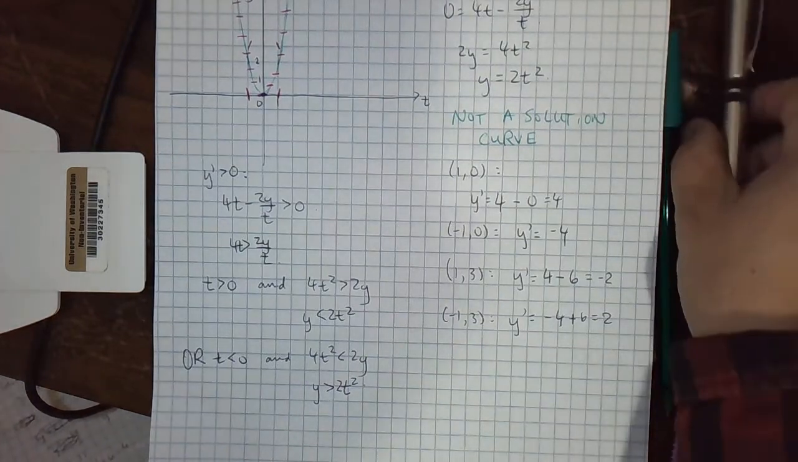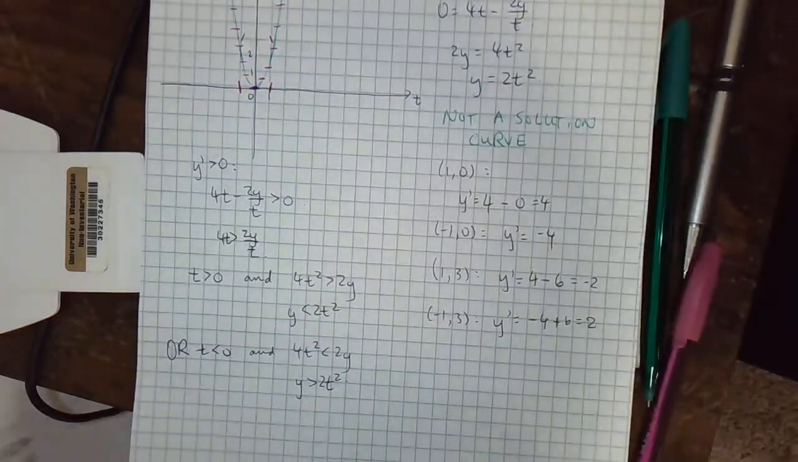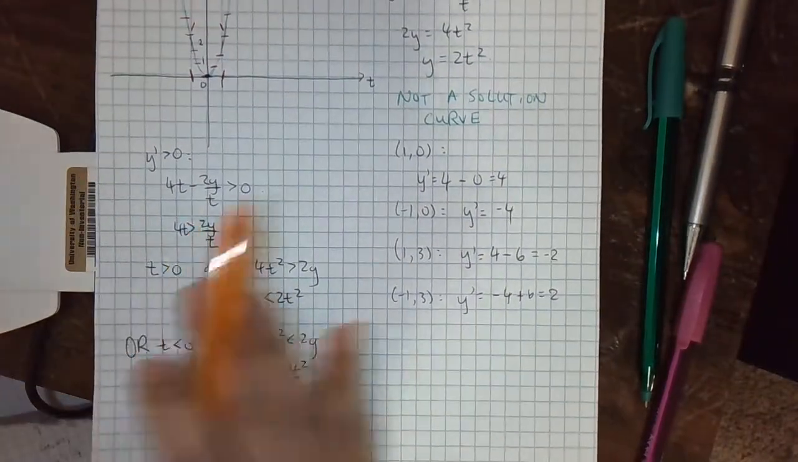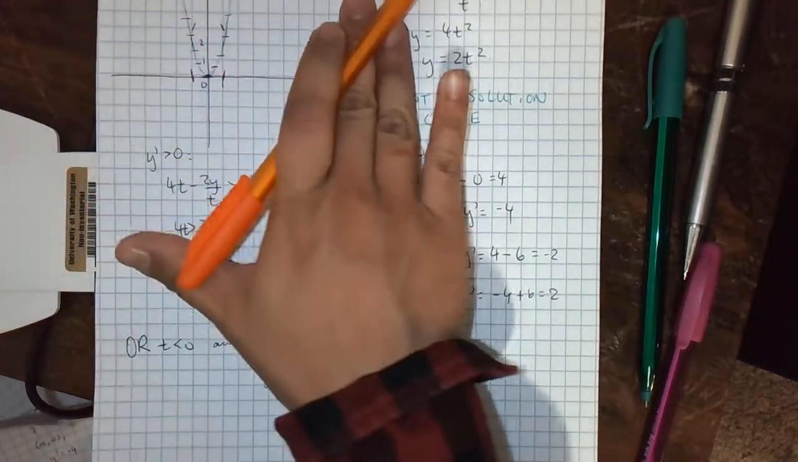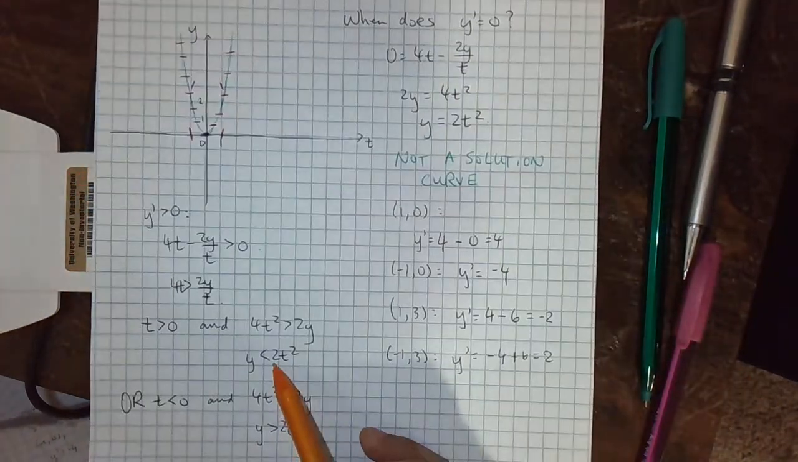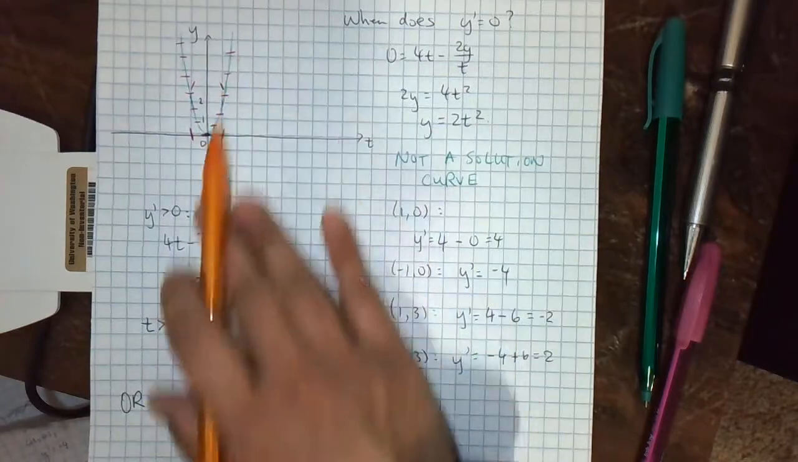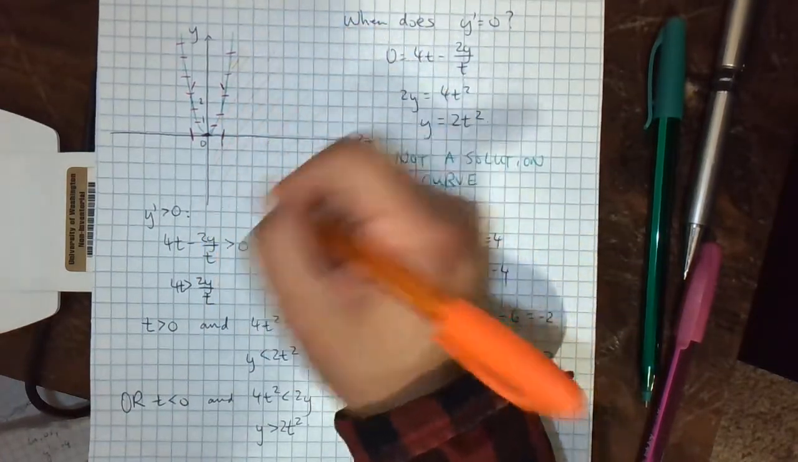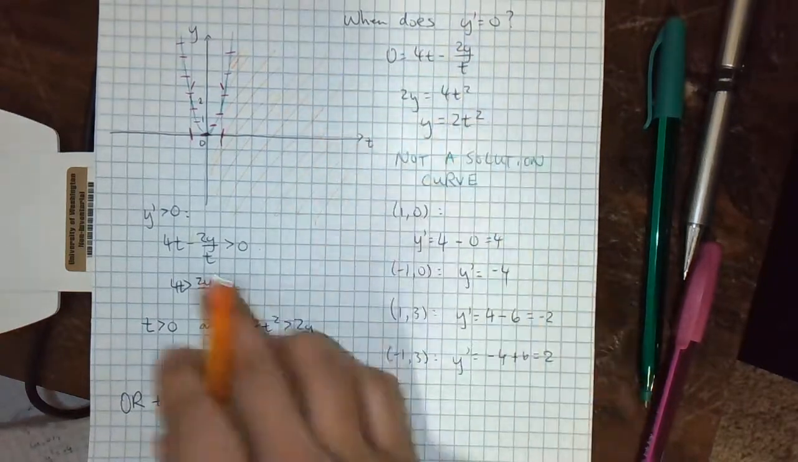Interesting. Okay, what does that mean? Let's look on the graph. I had an orange pen. There it is. Okay, it's going to shade in orange. Okay, so t is greater than 0 is everything over here. Y is less than 2t squared is everything under the parabola. So here, this is where slopes are positive.